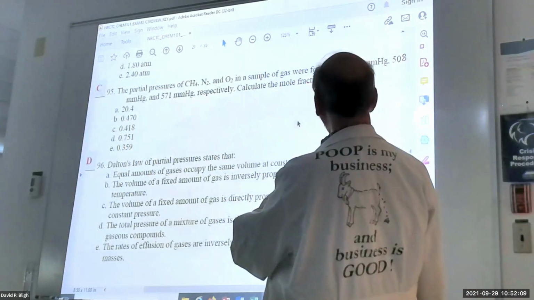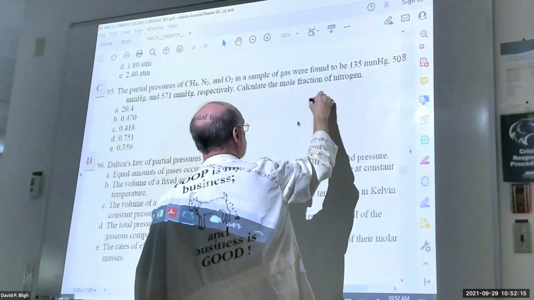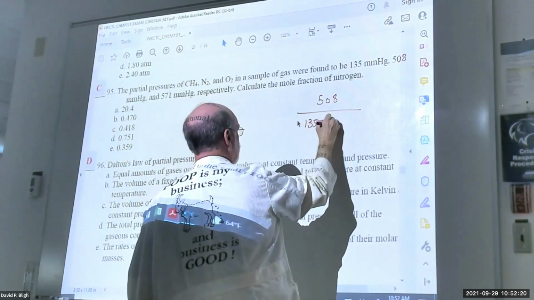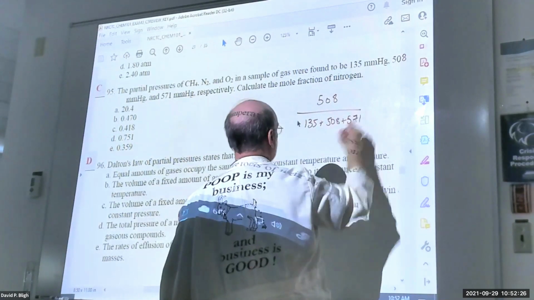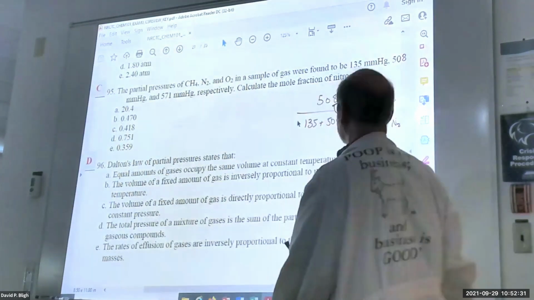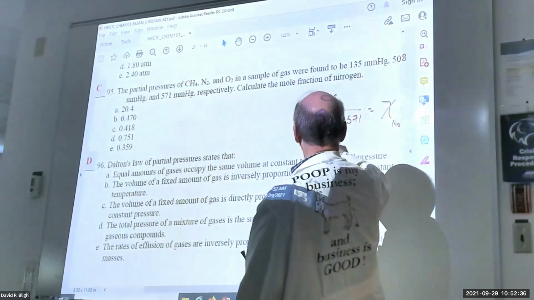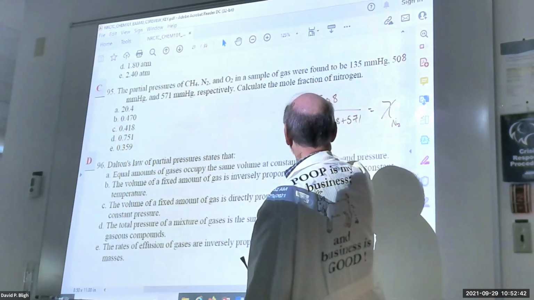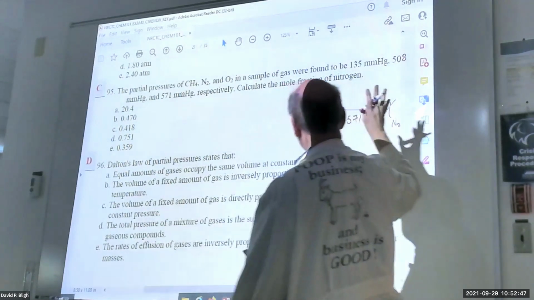So what is it? Mole fraction of nitrogen. So we need nitrogen, which is 508, correct? 508 divided by the total. 135 plus 508 plus 571. That should be the mole fraction of nitrogen, which is, let's see, that's 1,080, 1,100, 1,200, and 15 or 16.